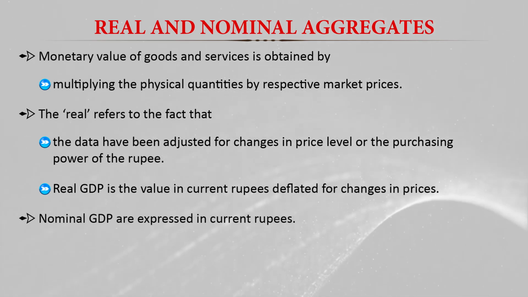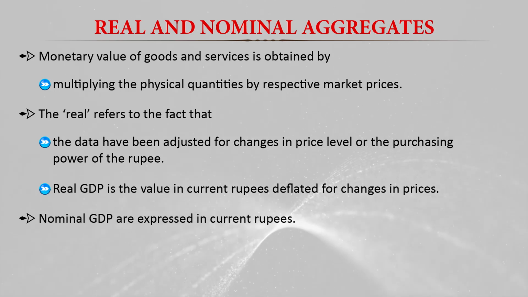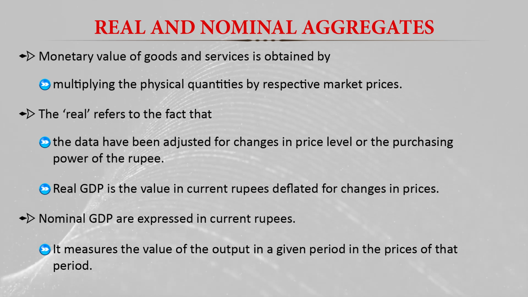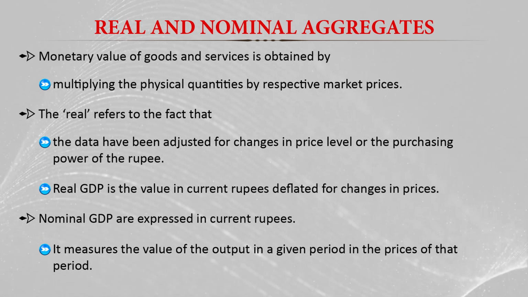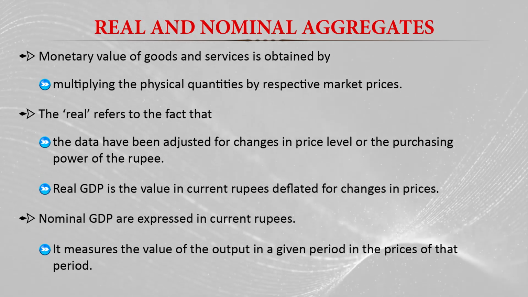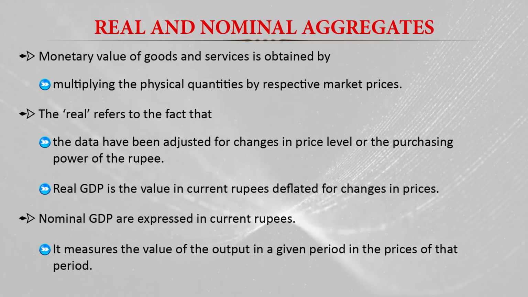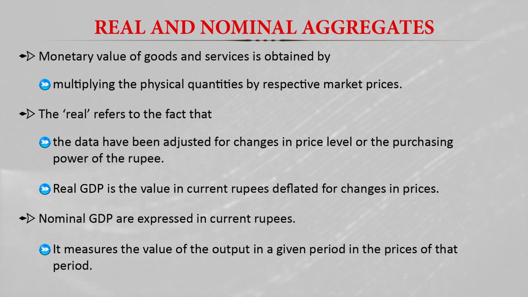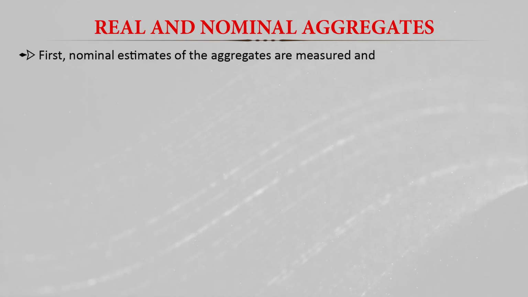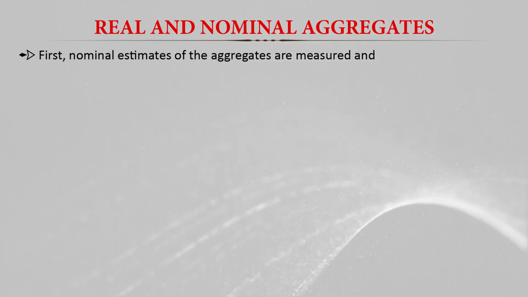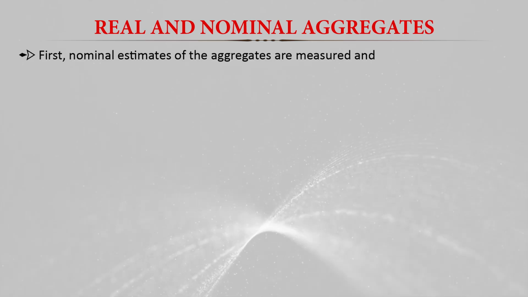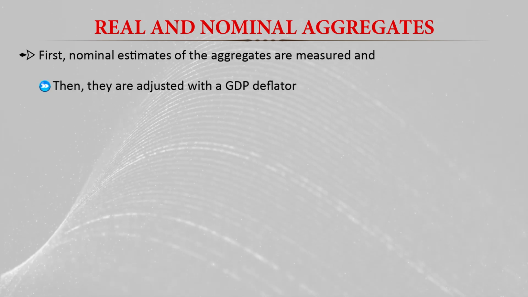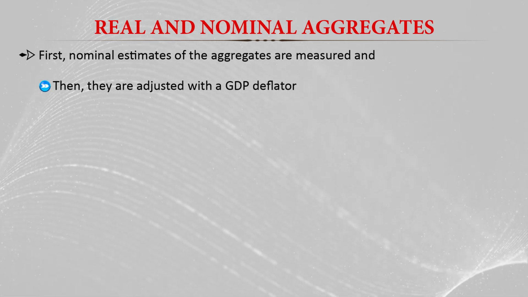So nominal GDP, basically, is expressed in the current prices. It measures the value of the output in a given period in the prices of that period. So if you are calculating the GDP of the current year, whatever the prices are in the market, we use those prices to calculate the GDP, that we call nominal GDP. So in order to get the real aggregates or real GDP, first we calculate the nominal estimates of the aggregates. We measure first the nominal aggregates, and then they are adjusted with the GDP deflators.